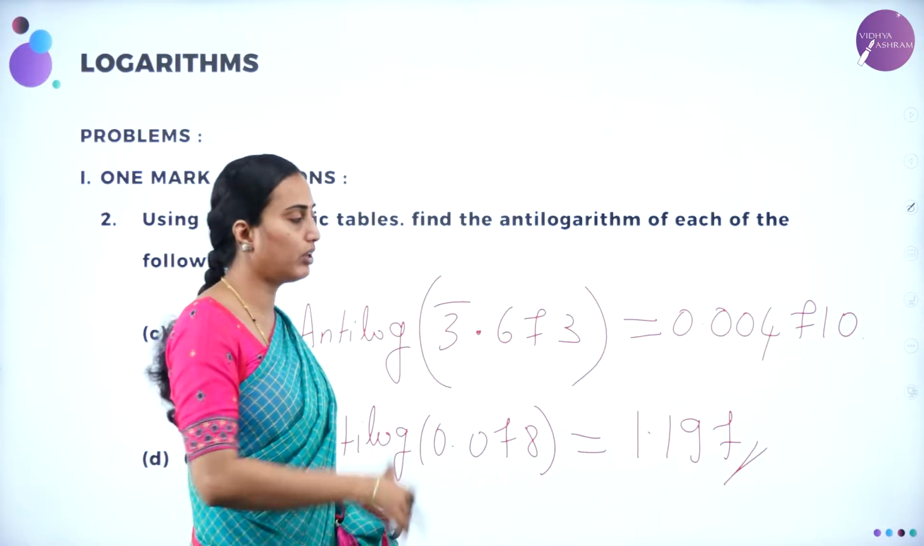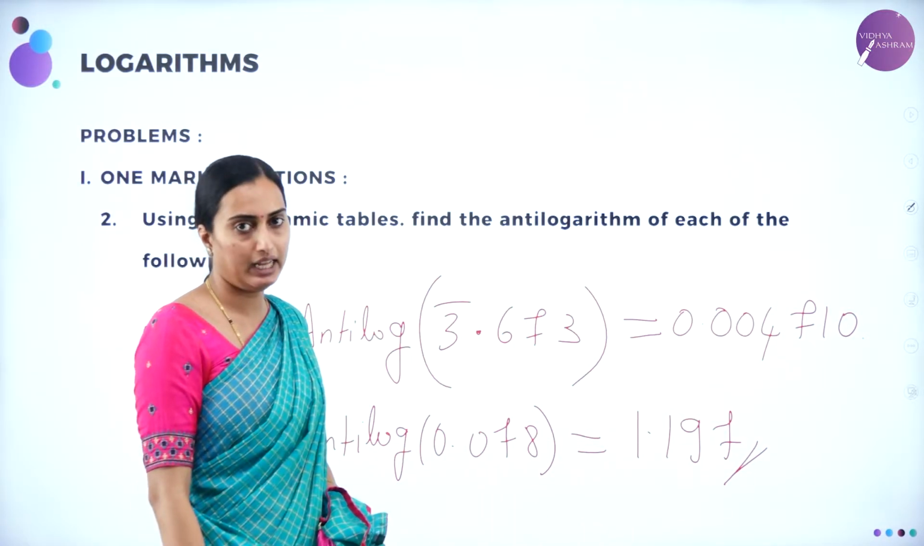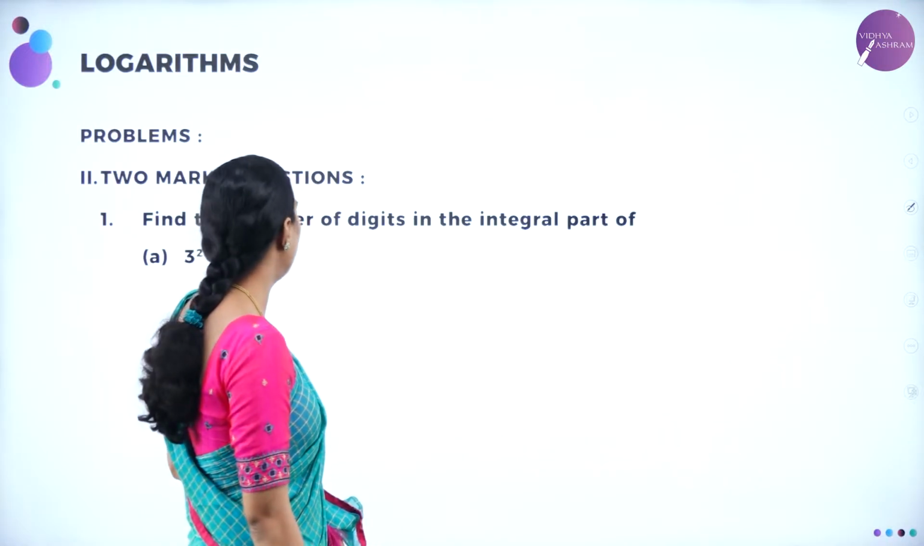1.197 is your answer. You can check it in the anti-logarithmic table. Understood? We'll be moving on to the next problem.